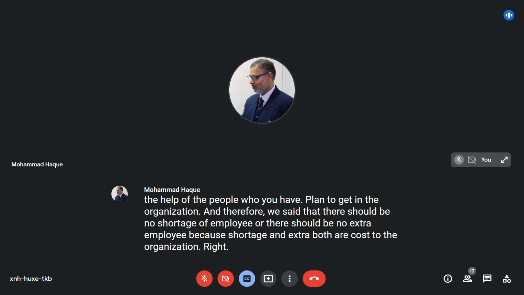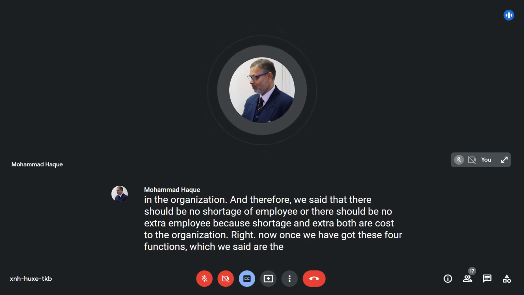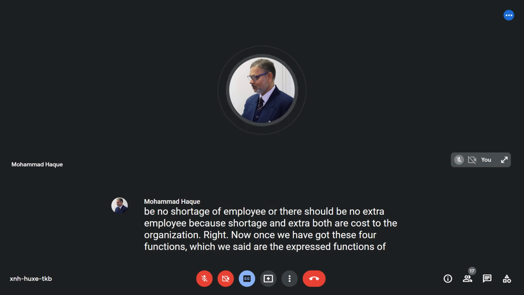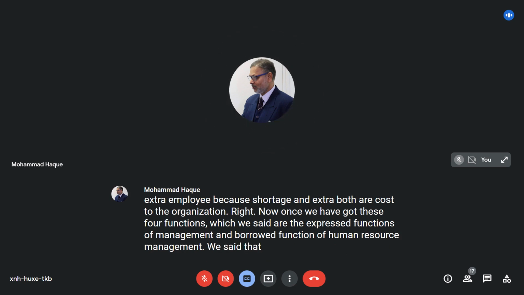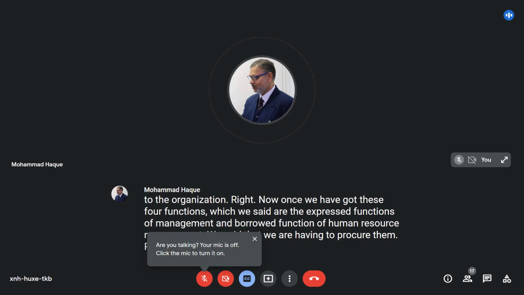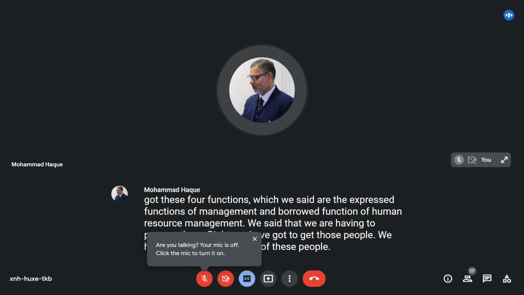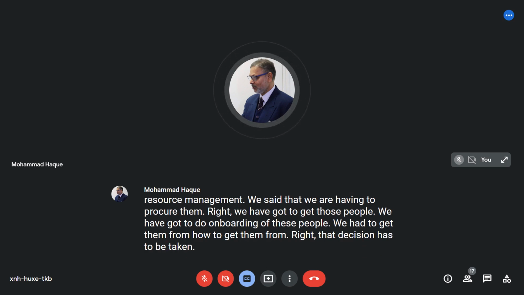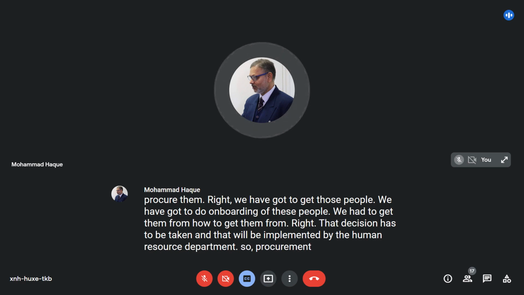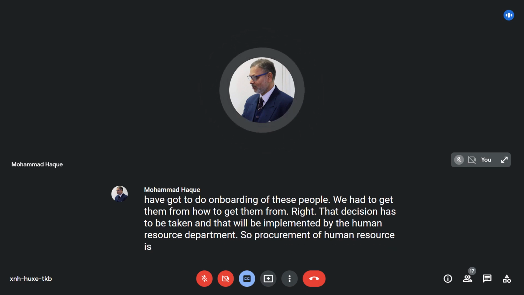Right. Now, once we have got these four functions, which we said are the expressed functions of management and borrowed function of human resource management, we said that we have to procure them. Right? We have got to get those people. We have got to do onboarding of these people. Where to get them from? How to get them from? That decision has to be taken, and that will be implemented by the human resource department. So procurement of human resource is what we are talking about.